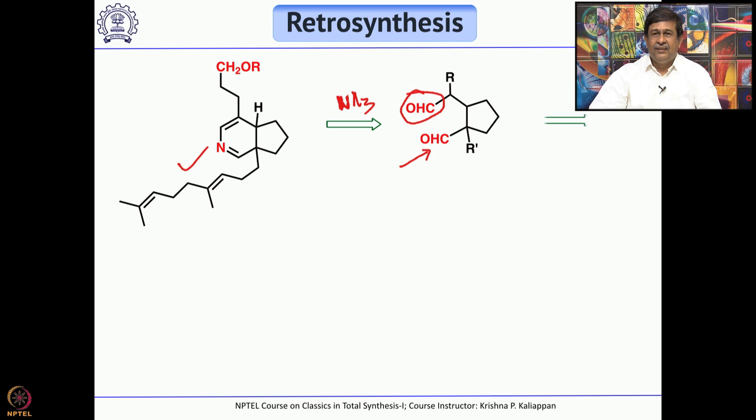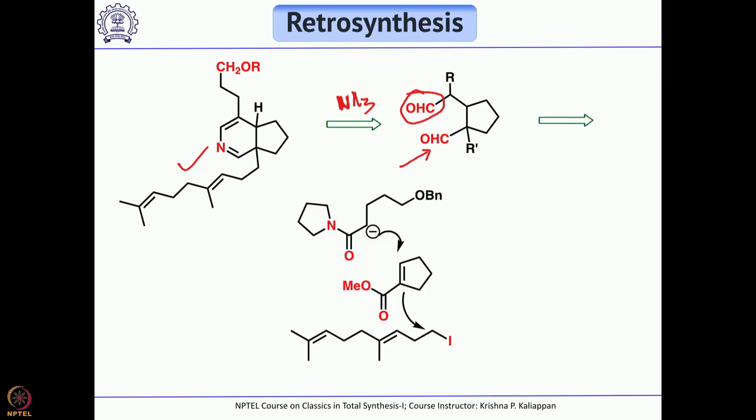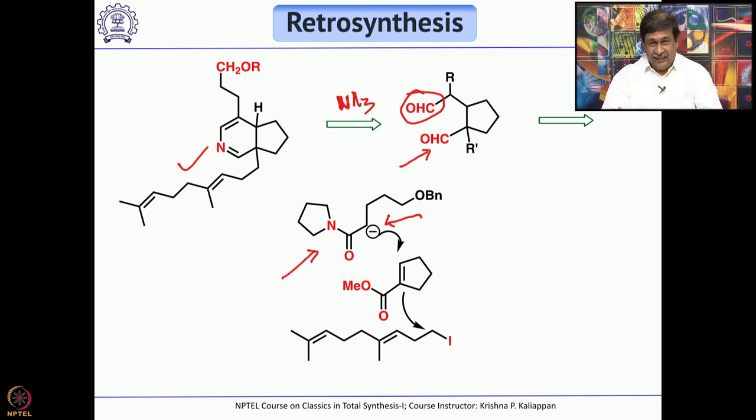And this dialdehyde, as you know, can be obtained from the corresponding lactone or diol. But the next key reaction is the Michael addition, the 1,4 addition, followed by alkylation with an alkyl halide. Okay. So what he proposed was, here the anion generated by treatment of this amide with lithium hexamethyldisilazide or LDA can undergo a 1,4 addition onto the alpha,beta-unsaturated ester, the 5-membered alpha,beta-unsaturated ester, and upon alkylation with this electrophile, that should give directly the precursor to the dialdehyde.